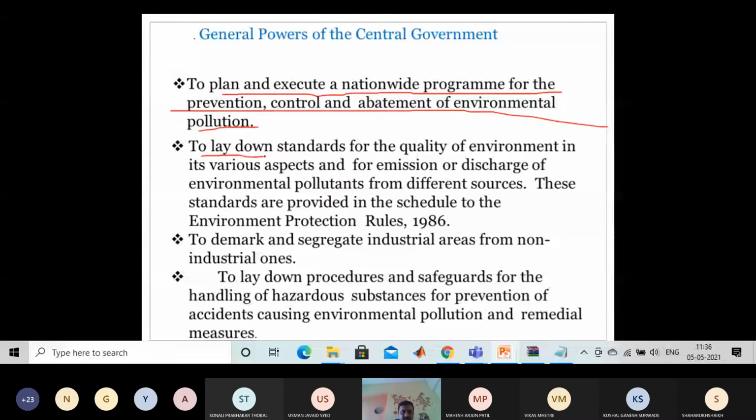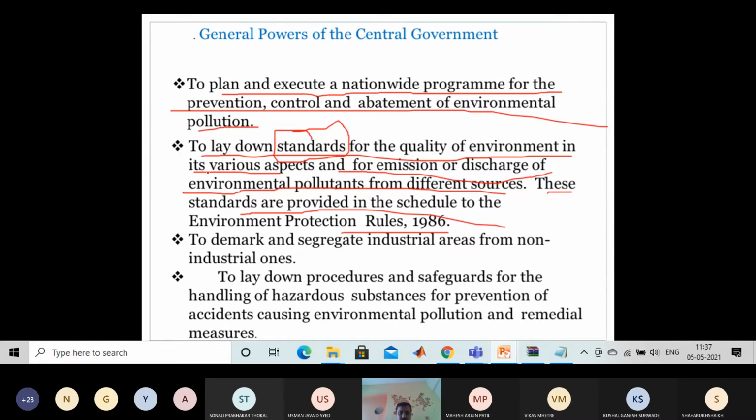Next, to lay down the standards for quality of environment in its various aspects and for emission or discharge of environmental pollutants from different sources. These standards are provided in the schedule to the Environmental Protection Act. So the next duty of the central government is to decide the standards: how much BOD, how much COD, how much suspended solids, what is the SOx, what is the NOx. All these standards are defined by the authority.